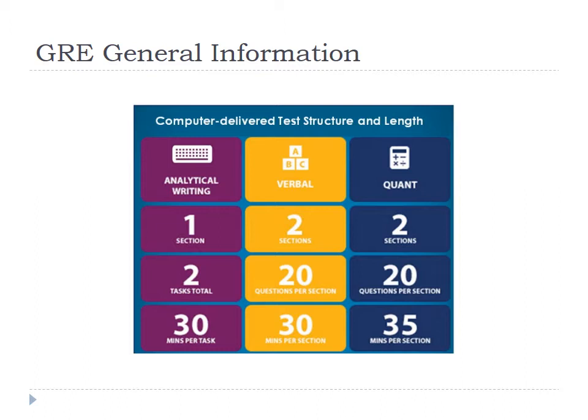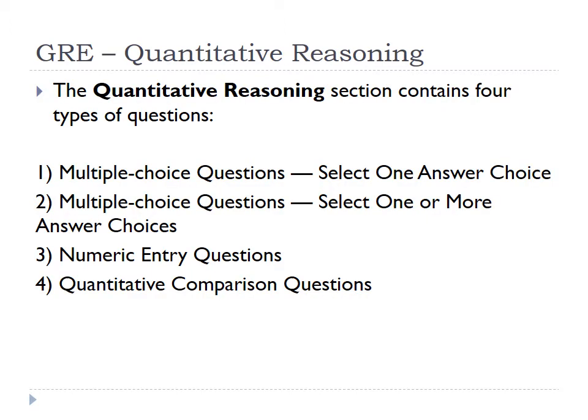All right, but into quantitative reasoning. There are 4 types of quantitative reasoning questions. Multiple choice, traditional, where you select one choice. Multiple choice, select one or more answer choices. Numeric entry, where you enter a number, any number that you can think of. And then quantitative comparison questions.